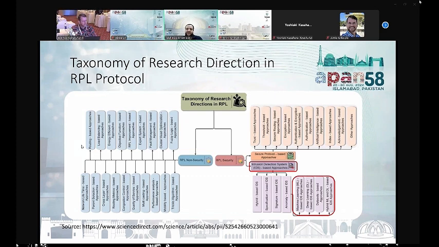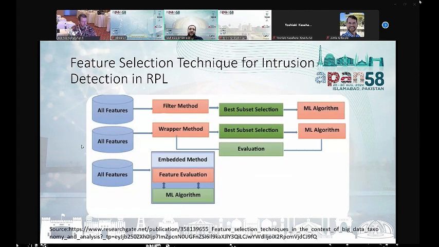And in this research, we study the anomaly-based approach, which has several types: machine learning, deep learning, and hybrid approaches. So we also have another technique which is called feature selection. Feature selection is one of the most popular techniques for dimensionality reduction and improving the performance of intrusion detection systems.